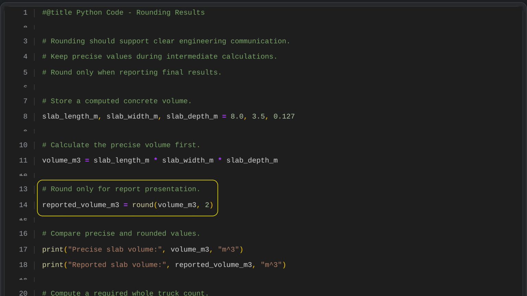The calculated volume of the concrete slab is rounded to 2 decimal places for reporting. This makes the final value clearer, more readable, and consistent for communication.